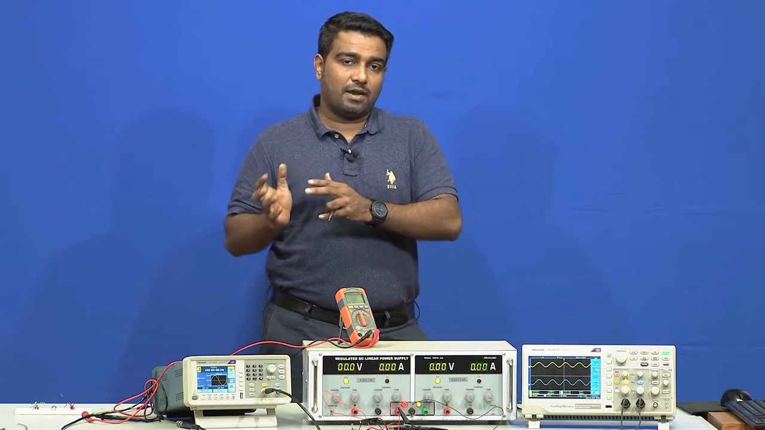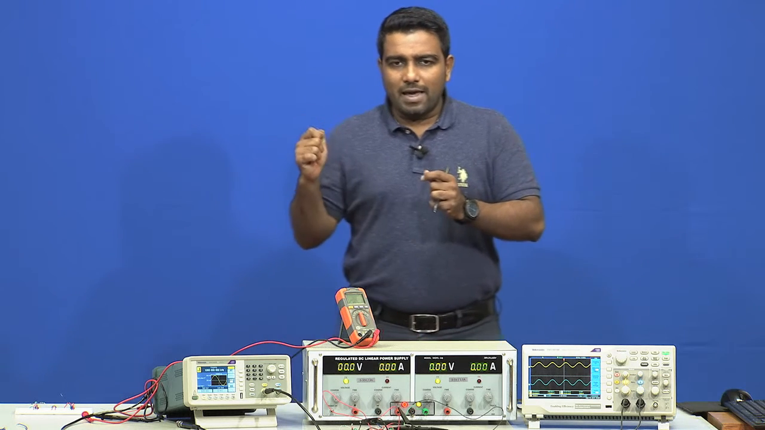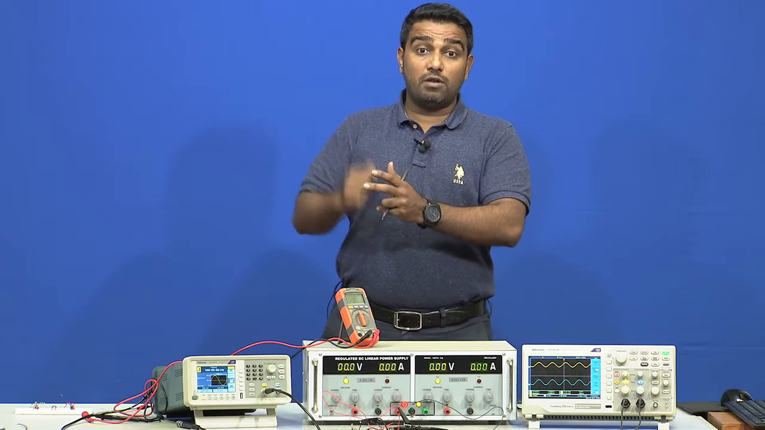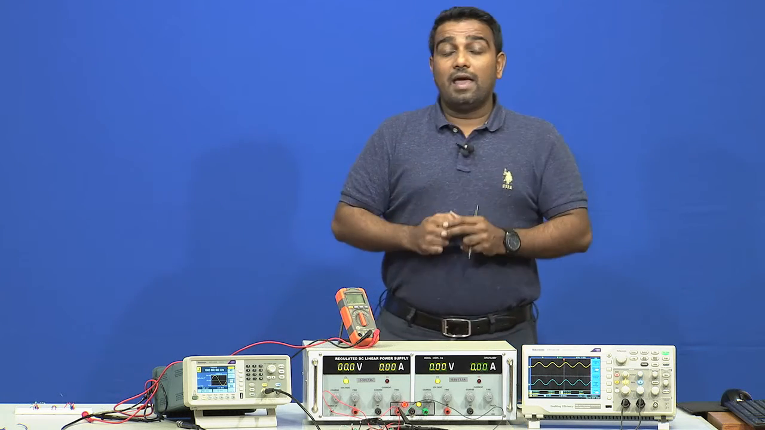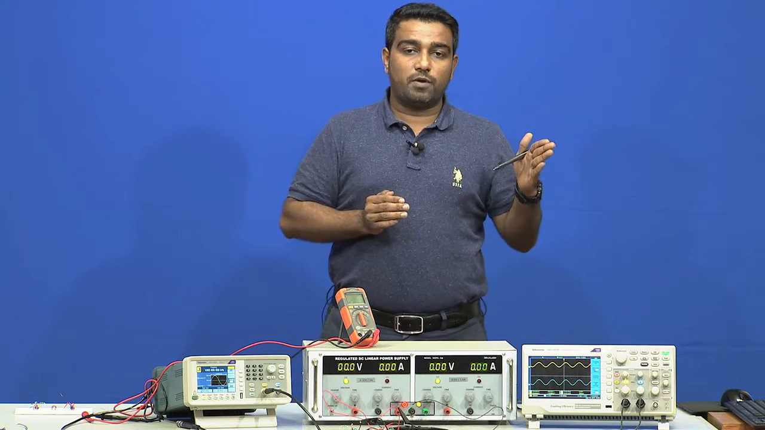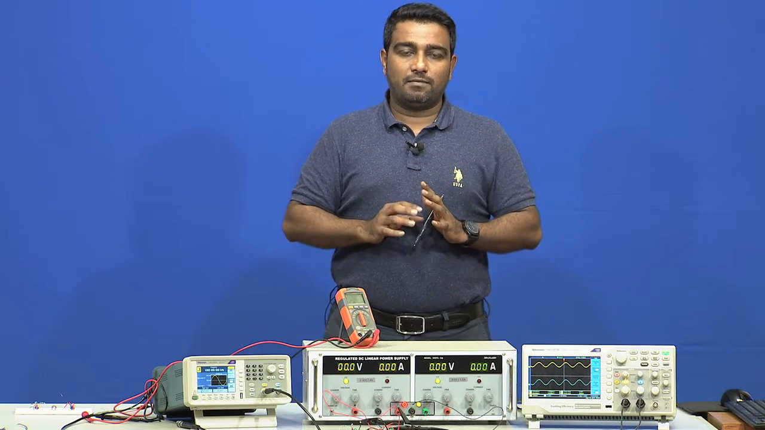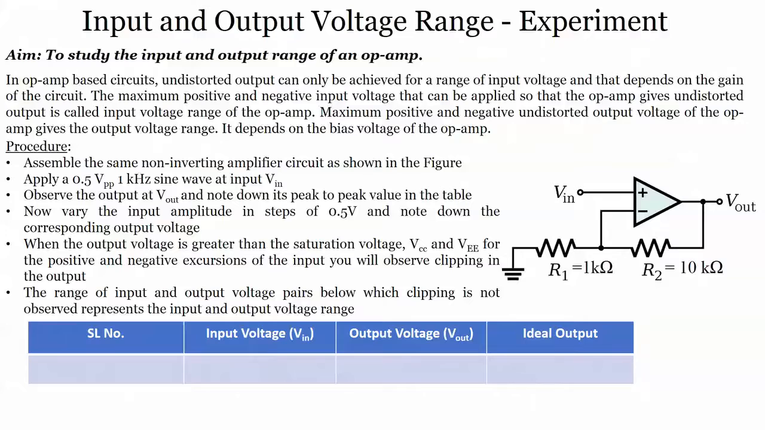non-inverting amplifier circuit, right. That means we apply a signal at the input of the non-inverting amplifier, that means the non-inverting terminal, and we will see the corresponding output for that input with respect to the gain that we have set. So, let us see the screen first and understand what experiment we are going to perform. The experiment is to study the input and output range of an operational amplifier, alright.